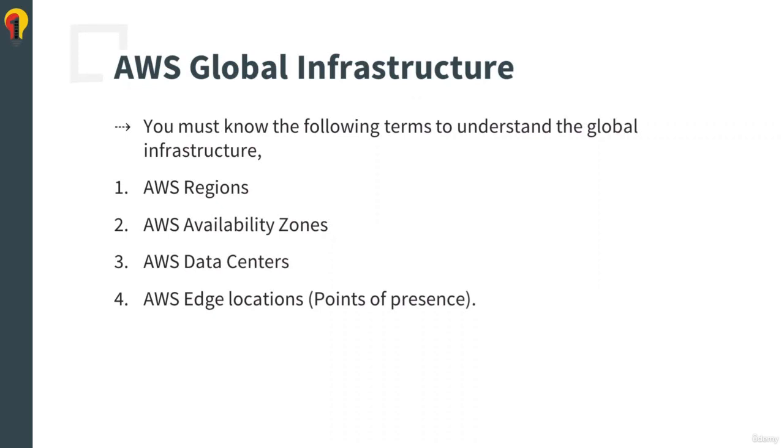AWS Global Infrastructure. You must know the following terms to understand the global infrastructure: AWS Regions, AWS Availability Zones, AWS Data Centers, and AWS Edge Locations, also called the points of presence.